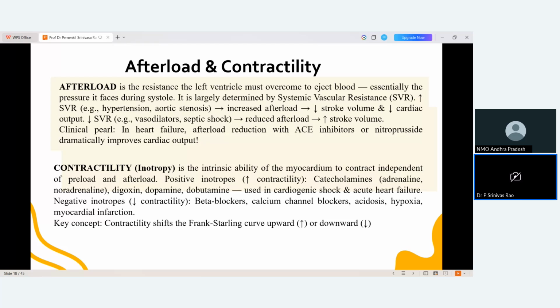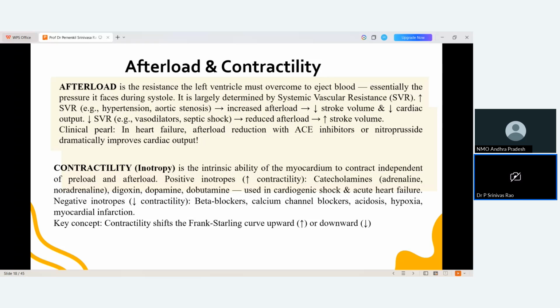So positive inotropes will increase contractility. What do you mean by positive inotropes? The inotropes which increase the contraction are called positive inotropes. Catecholamines, which are adrenaline and noradrenaline. Then digoxin, which is given in heart failure also. Digoxin, dopamine, dobutamine. Pharmacology people, remember this: catecholamines, digoxin, dopamine, dobutamine, which are used in cardiogenic shock and acute heart failure.